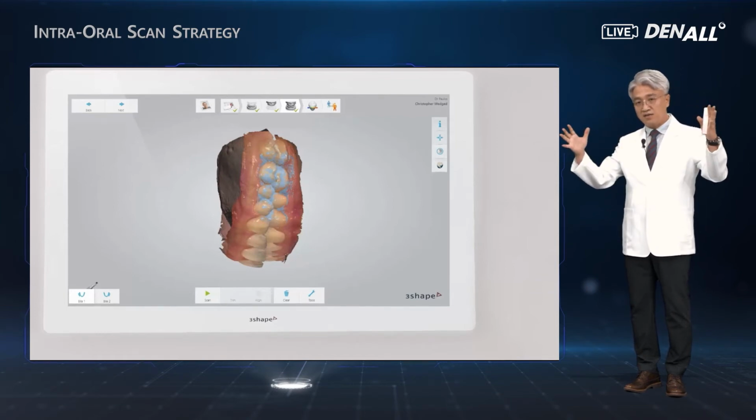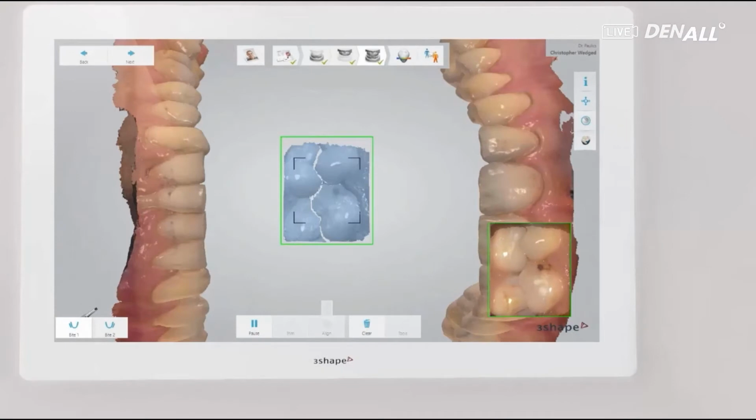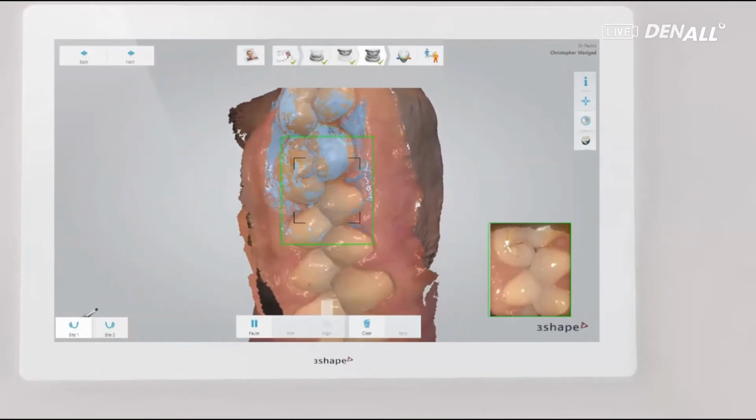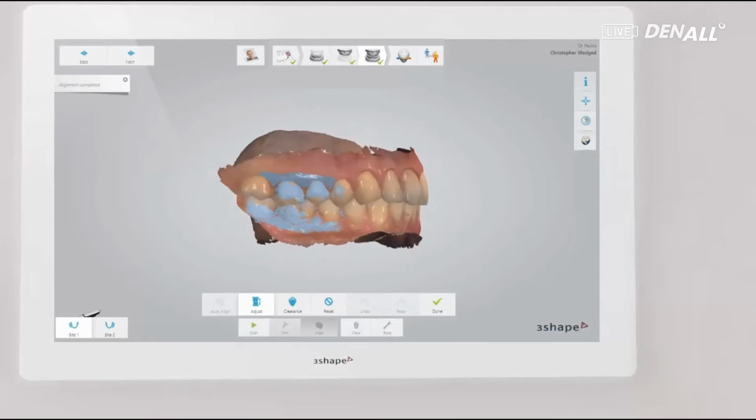The existing upper and lower jaw data can be merged to acquire very precise data. On the other side, the scanned data is acquired like this. More precise scan data is acquired.